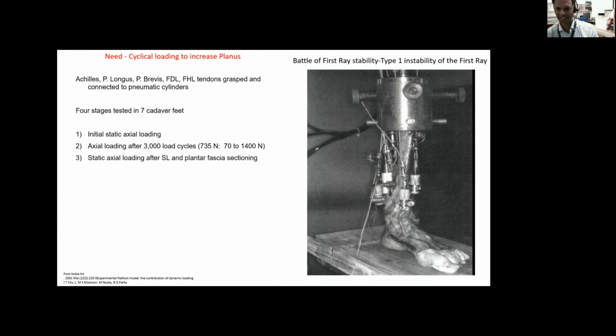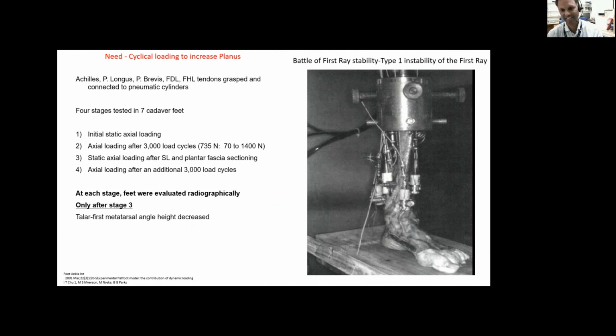But when you section the spring ligament and the plantar fascia, you generated some elements of planus valgus, but it was with that cyclical load into 3,000 cyclical loads that they were able to identify radiographic evidence of a planus valgus model. So it's not just the fact that the spring ligament sections to induce visible planus, you really need to cyclically load it to induce that first ray to fail.